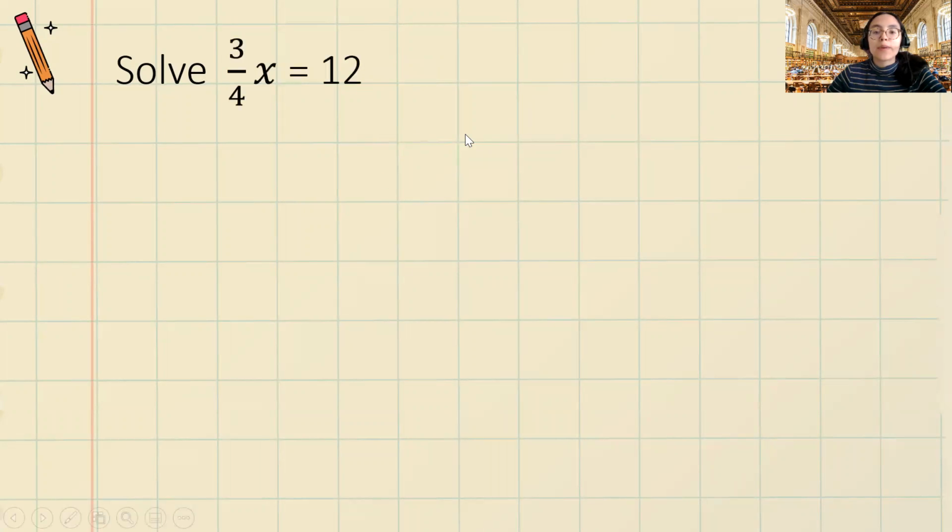In this example, we're asked to solve 3/4 x is equal to 12. And here, what I'm going to do, because this 3/4 is being multiplied to this x, I am going to multiply by 4. I guess you can see it like this. This is how I see it. I see 3x over 4 is equal to 12. That's how I see it, right?